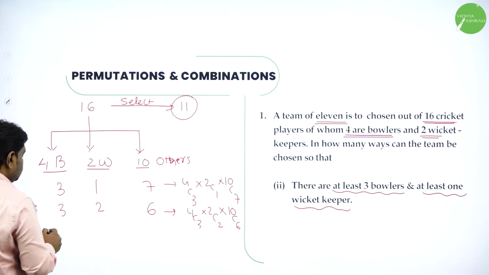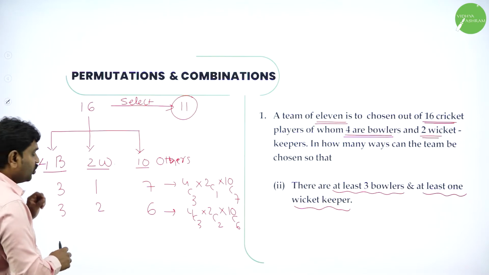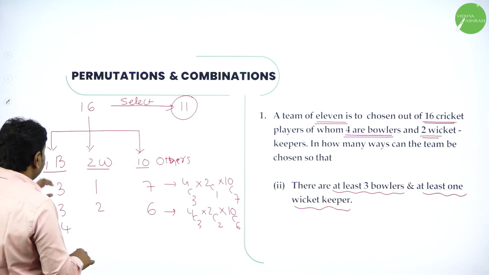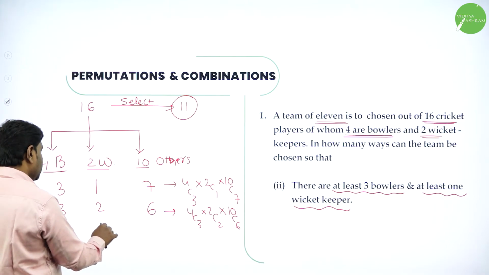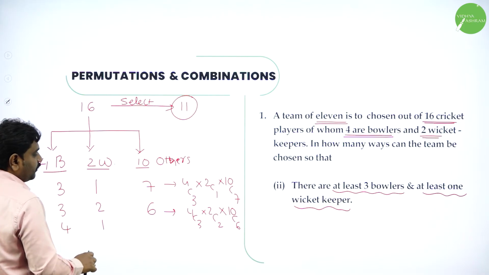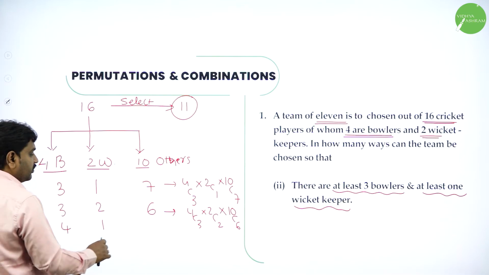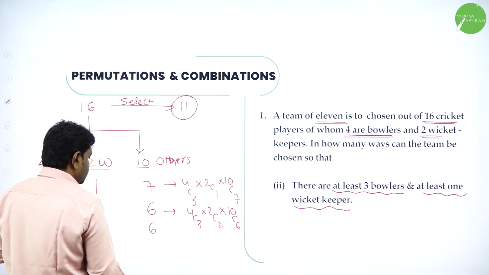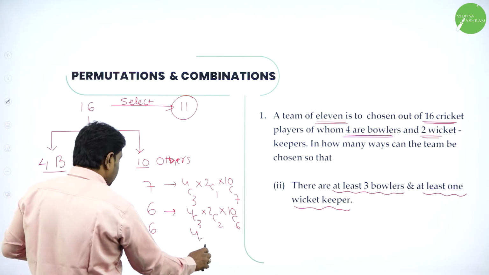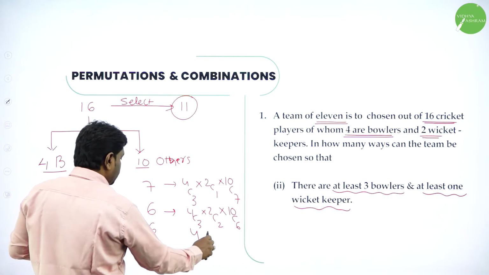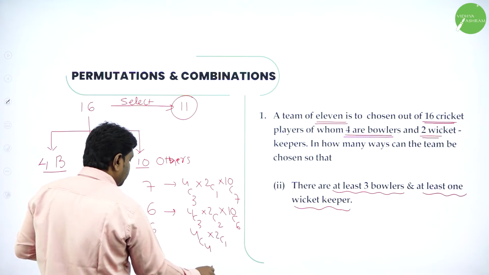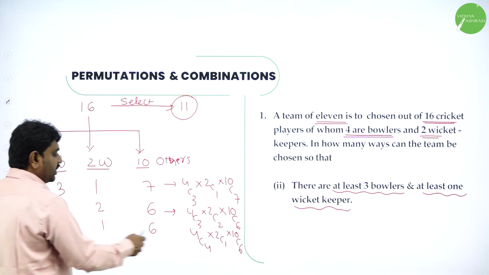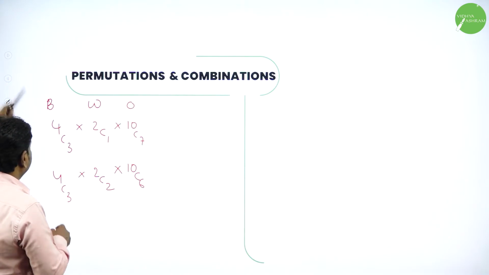Then at least 3 bowlers means I can select 4 bowlers, because I have 4 bowlers. Now I can select 1 wicket keeper, and 4 plus 1 is 5. So I need remaining 6. So in this situation, out of 4 I selected 4, out of 2 wicket keepers I selected 1, and out of 10 others I select 6. If you add, it is 11. So 4C4, 2C1, 10C6.